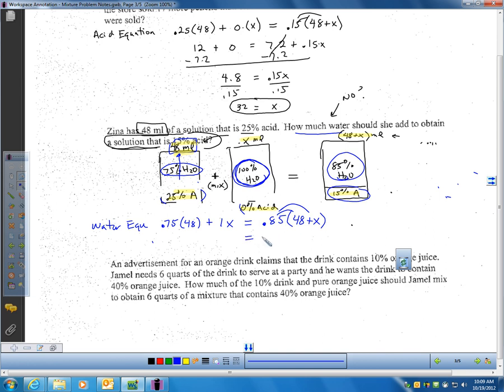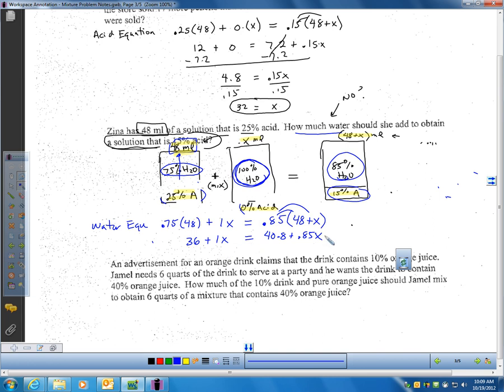Well, over here, 0.85 times 48, I've got to get this in my calculator right. So I get 40.8 plus 0.85x when I distribute here. Over here, 75% of 48 is 36. I get 36 plus 1x.